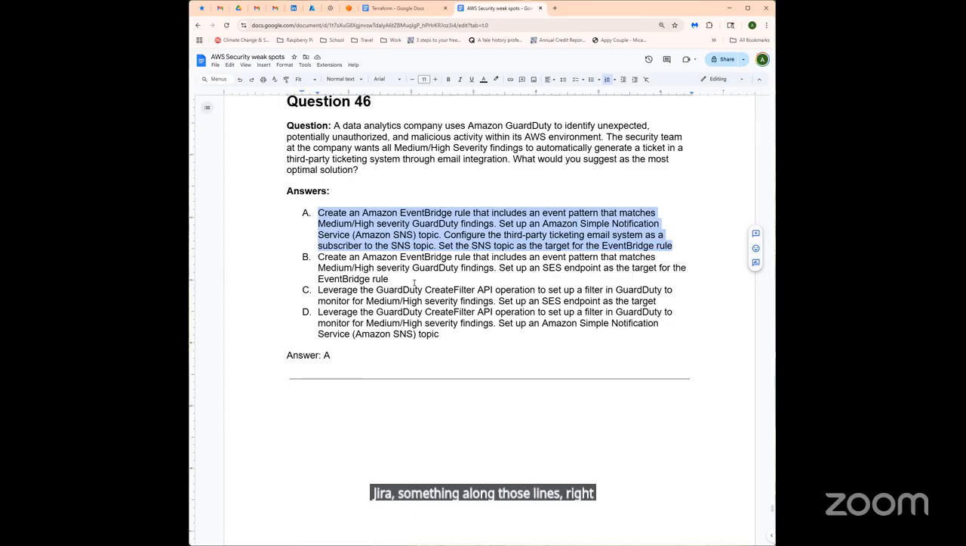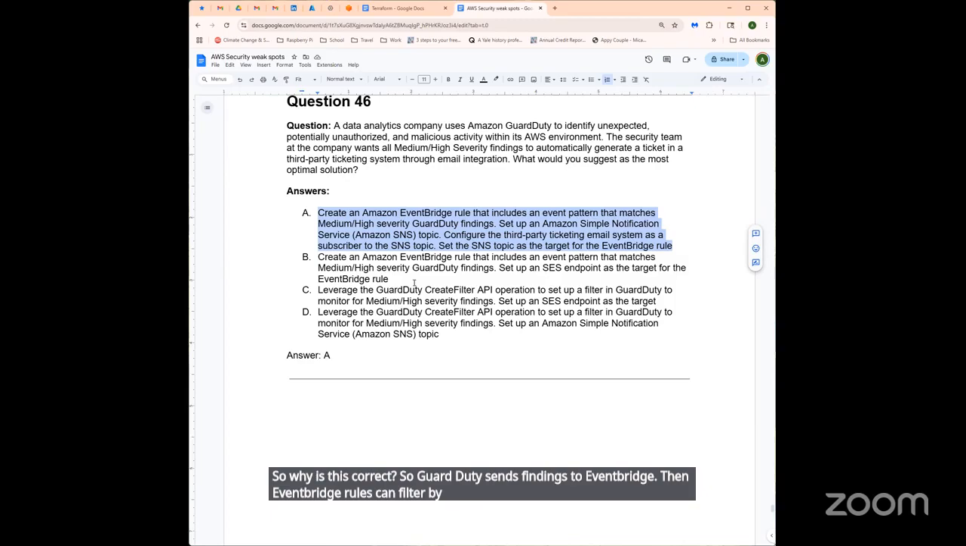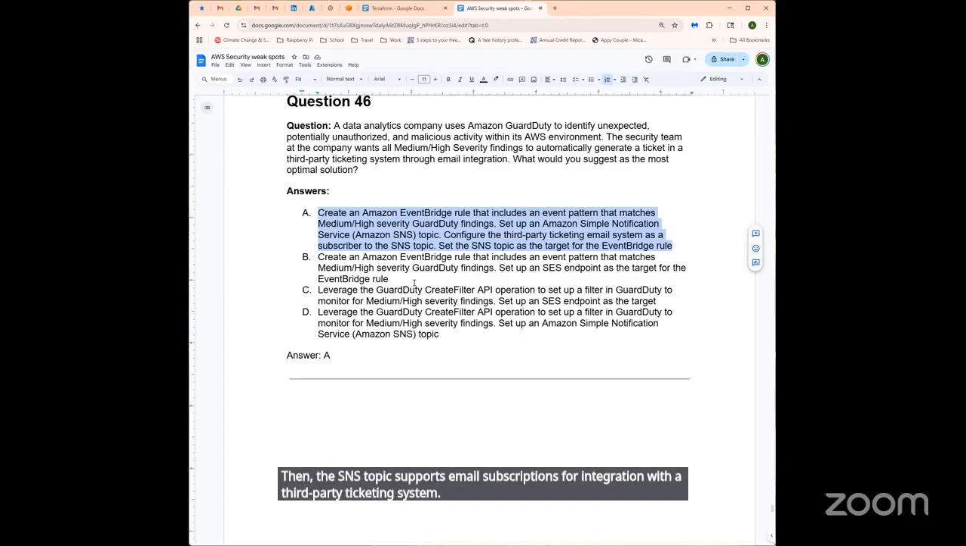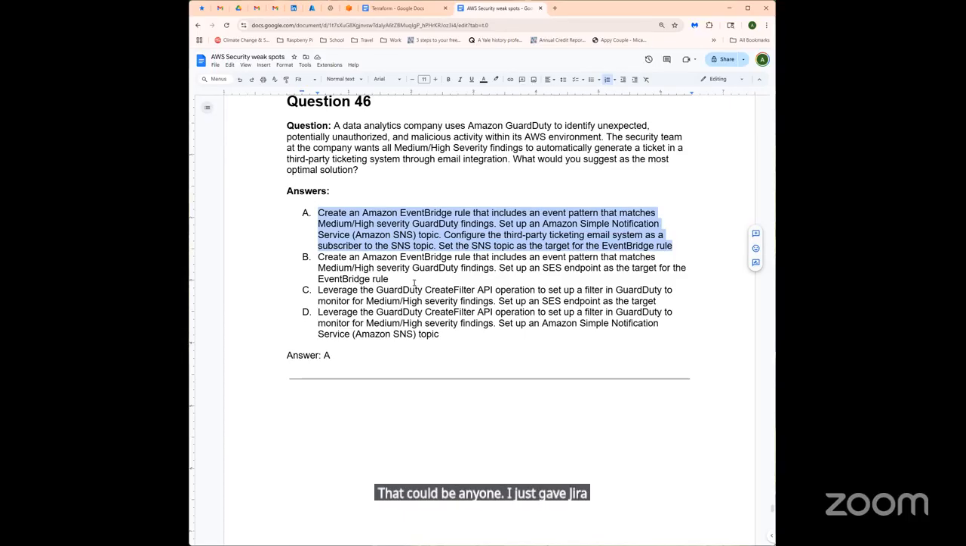And then set the SNS topic as the target for the EventBridge rule. So why is this correct? GuardDuty sends findings to EventBridge. Then EventBridge rules can filter by severity and route this to the SNS topics. Then the SNS topic supports email subscriptions for integration with a third-party ticketing system. That could be anyone. I just gave Jira because that was the first thing that came to my mind.